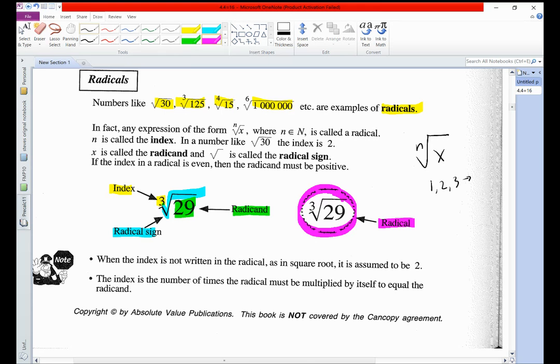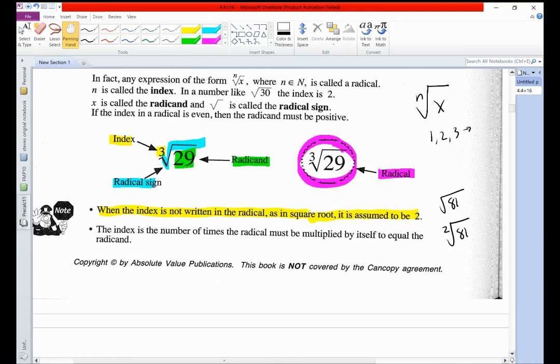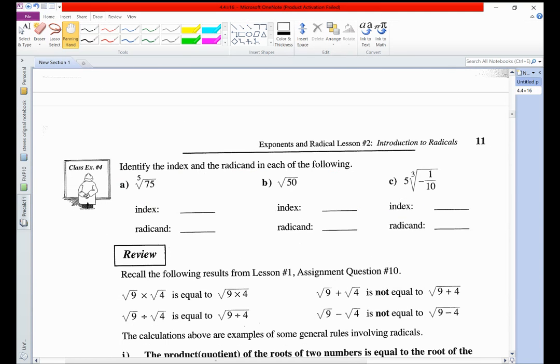And you notice here's just a little reminder: when the index is not written in the radical, the small number, as in a square root, it's assumed to be 2. So if you just saw this, you would assume that is the same as the square root of 81. They don't write the 2, it's implied. The index is the number of times the radical must be multiplied by itself to equal the radicand. It's just really wordy, but I think hopefully it makes sense.